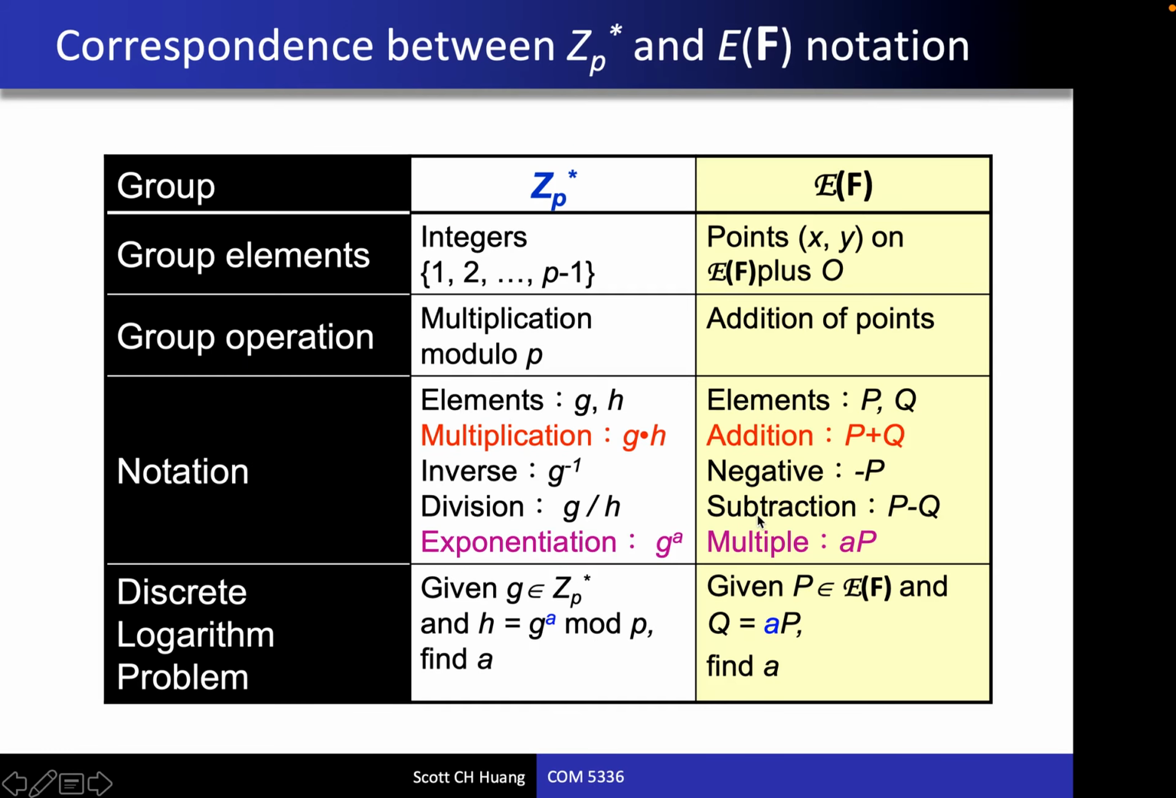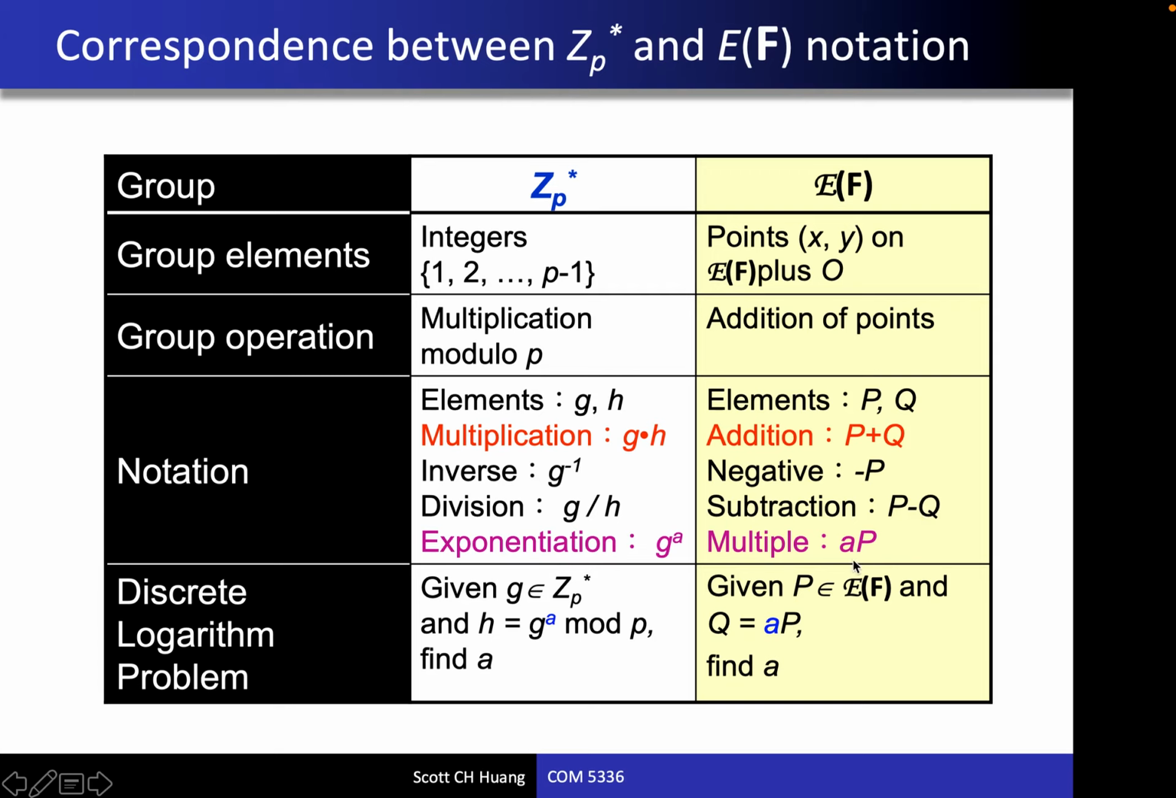Division actually means subtraction. Division using Z_p star, what we do is find the multiplicative inverse of H, and then apply multiplication with G. That will be division. The same thing applies to the elliptic curve. Subtraction P minus Q means first we apply the inverse formula on Q, and then we apply point addition, so P and minus Q.